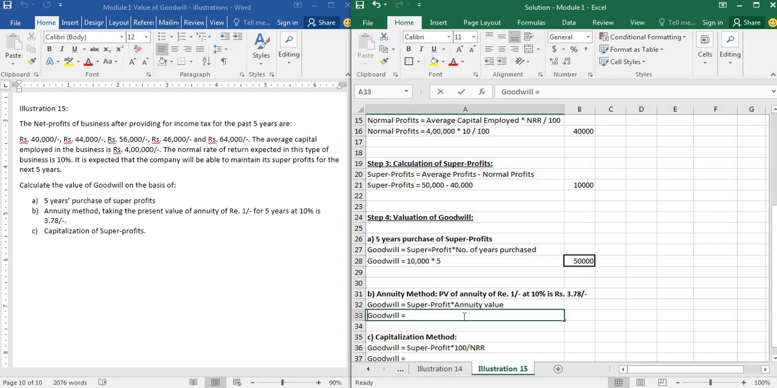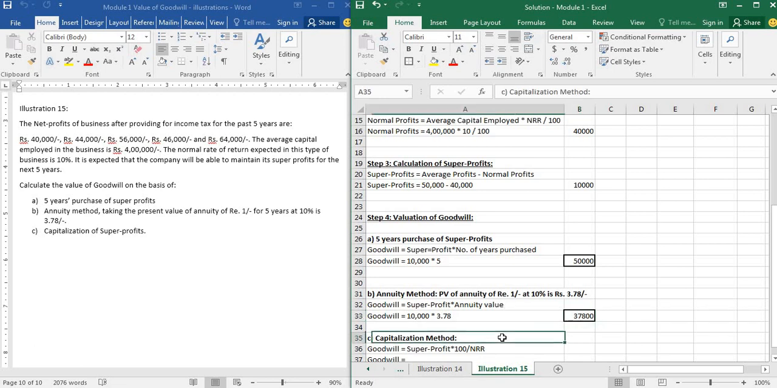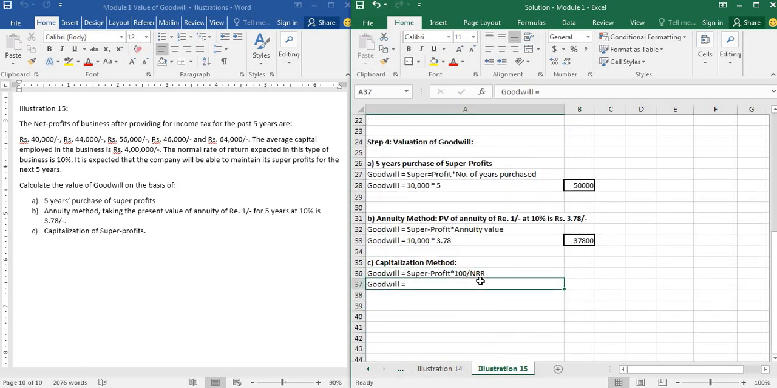Okay. Now under annuity method also we are supposed to calculate it. 10,000 into annuity value, which is 3.78. Let us do the calculation again. 10,000 into 3.78, which is the annuity value given in the illustration itself. So 37,800 will be the value of goodwill on the basis of annuity method.